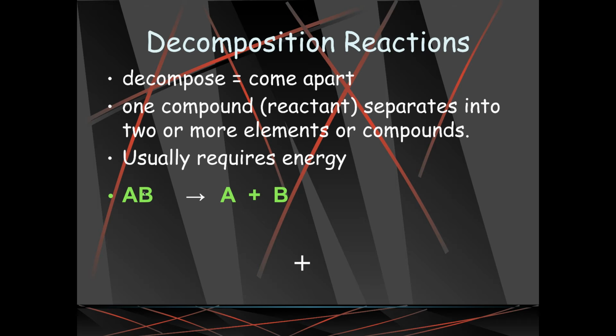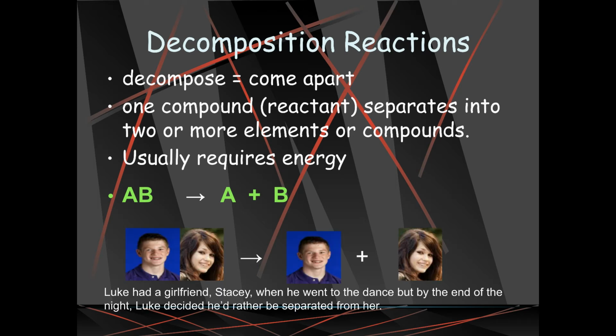A good analogy for this would be if Luke went to the dance with his girlfriend Stacy, and at the end of the night, he's decided that he does not want to date Stacy any longer. So they are now separated. So we took the compound, the couple AB, cation, anion, and separated them into individual elements.